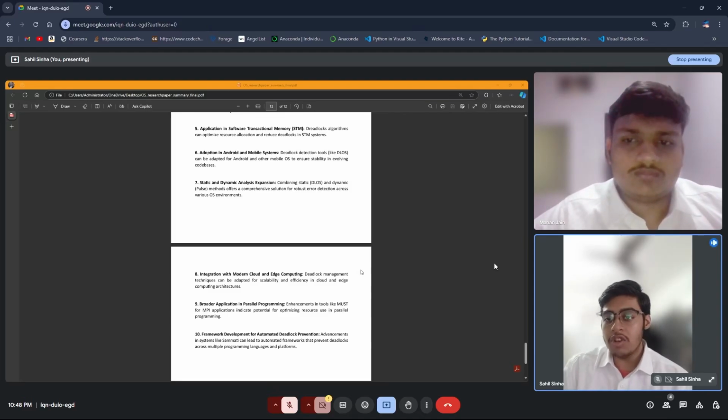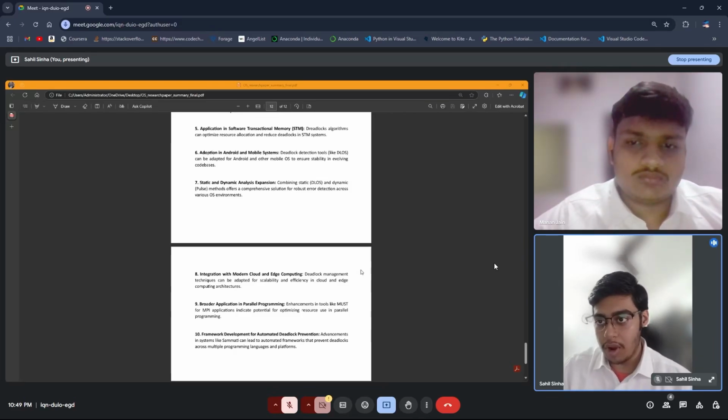Eighth, integration with modern cloud and edge computing. Deadlock management techniques can be adapted for scalability and efficiency in cloud and edge computing architectures. Ninth, broader applications in parallel programming. Enhancements in tools like MUST for MPI applications indicate potential for optimizing resource use in parallel programming.